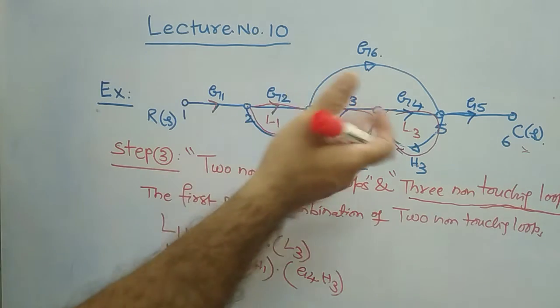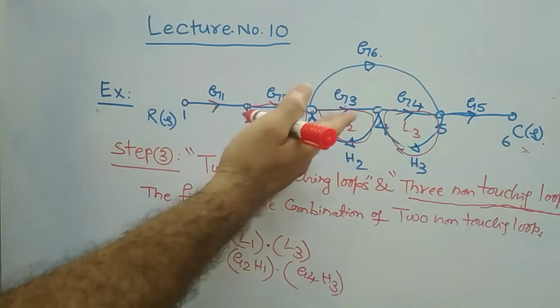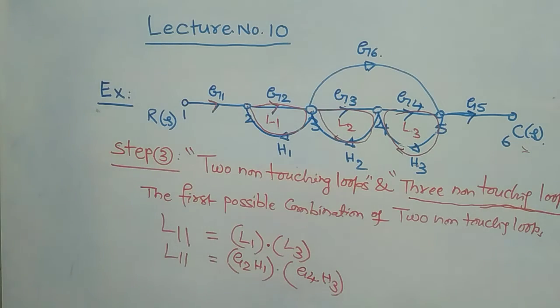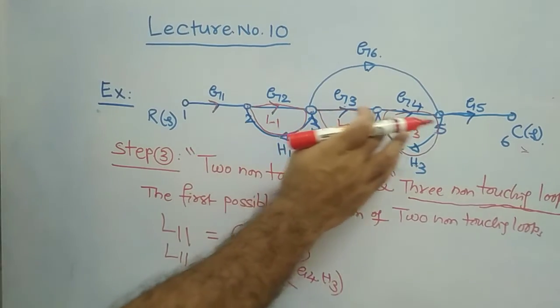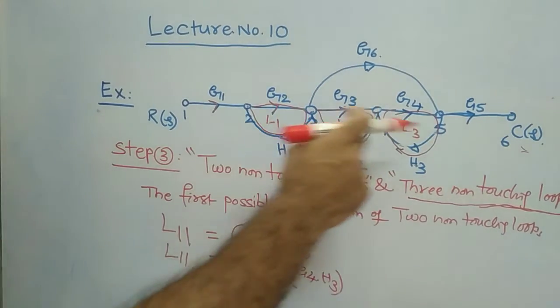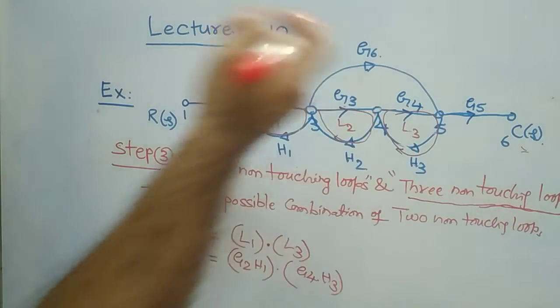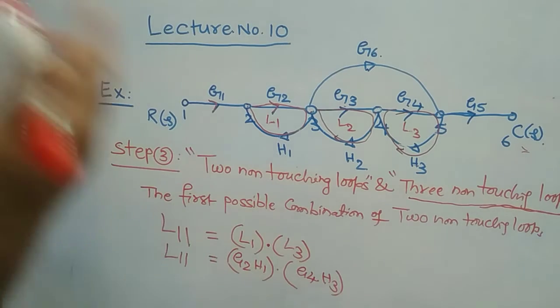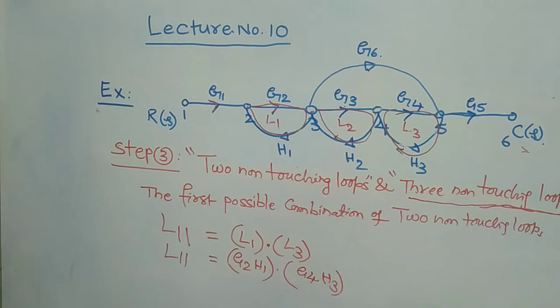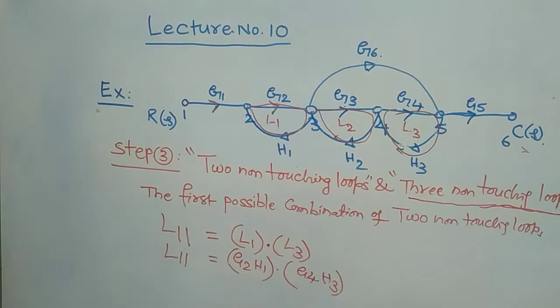So, how many loops do you have in the given problem? You have 4 loops. In fact, all 4 loops are touching. As far as 3 non-touching is concerned, loop 1, loop 2, loop 3, however, these 3 are touching each other. And again, these 3 are jointly touching the fourth. Where is the possible combination of 3 non-touching loops? Therefore, you don't have any possible combination of 3 non-touching loops in the given problem.